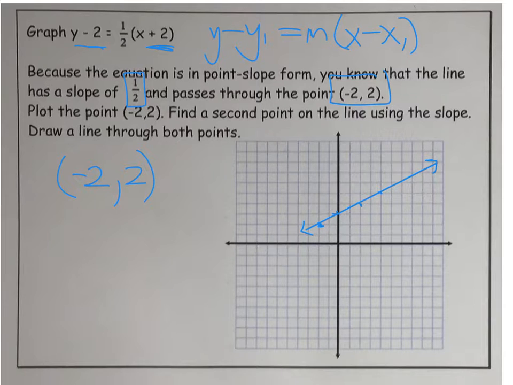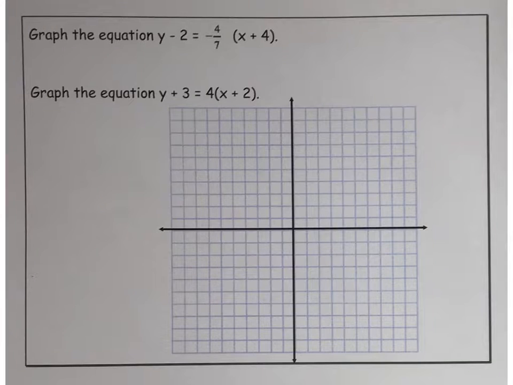So if you've got a point, or if you can figure out the point quickly and you've got the slope, then you can graph it really quickly. And you don't need to figure out the y-intercept in this case. So I'm going to graph this top one here, and then you can try the bottom one.